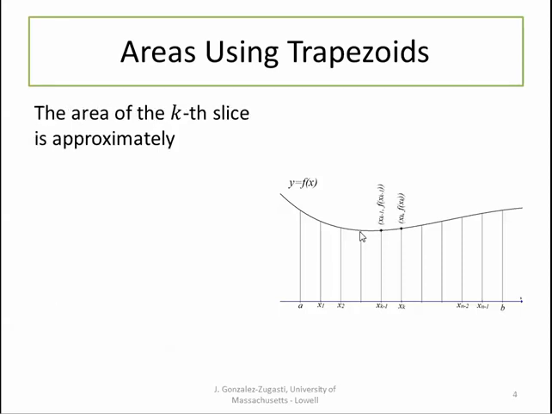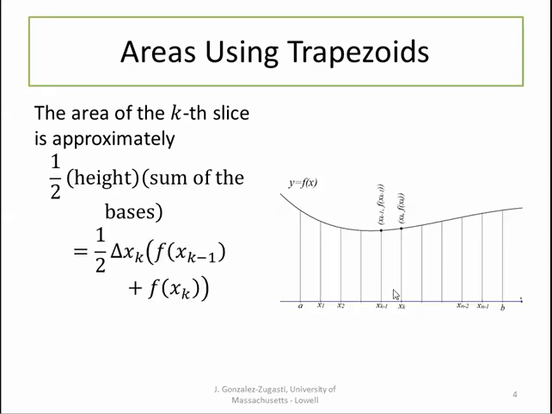The area of a trapezoid is equal to 1/2 its height times the sum of its bases. If we look at the kth slice, this one right here, the height of the trapezoid is the distance between the two parallel lines. That distance is what we call delta x sub k. Then the bases are, well, here's one base, and we know the length of that: f of x sub k minus 1. And here's my other base, and we know how long that is: f of x sub k.